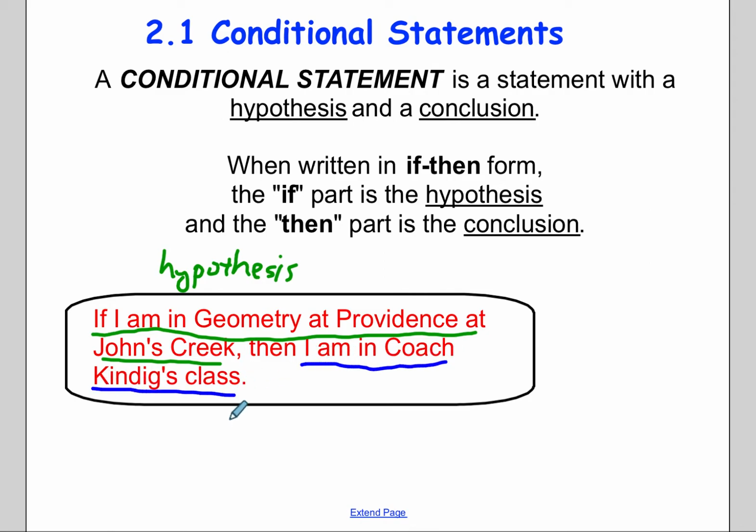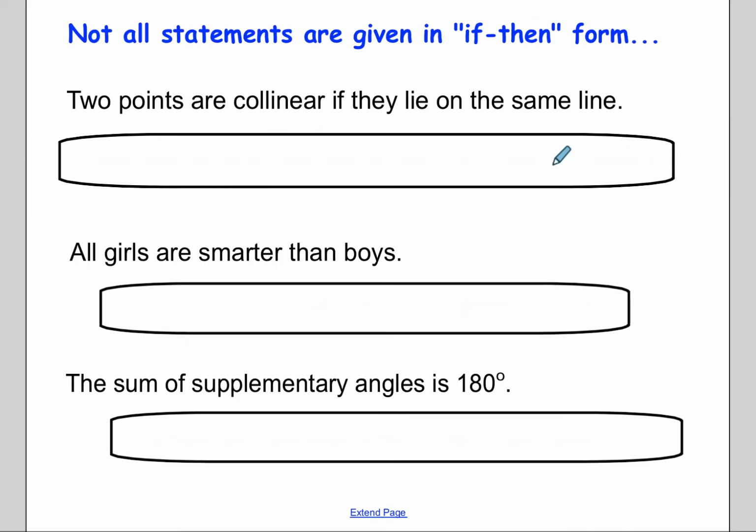And this statement is true, and the reason this statement is true is because there's no one who takes geometry at Providence Johns Creek without being in my class, in Coach Kindig's class. So this is an if-then conditional statement where we have a hypothesis and a conclusion, and they're written in if-then form. Why do these matter? Because a lot of the statements that we make based on facts are conditional statements. Let's look at a few here.